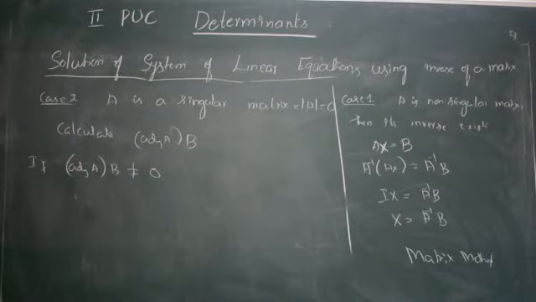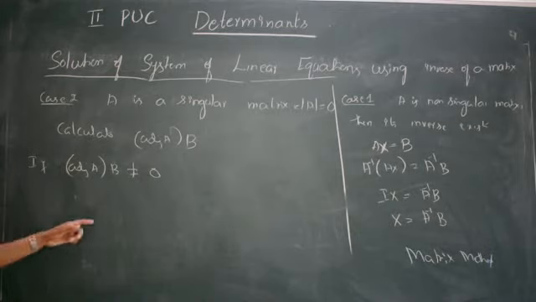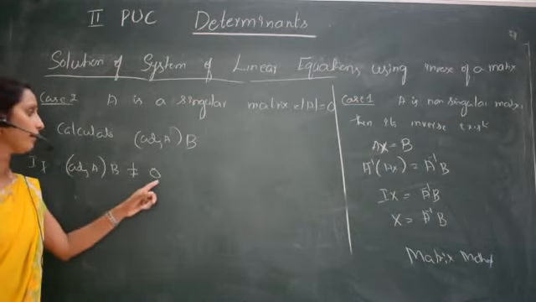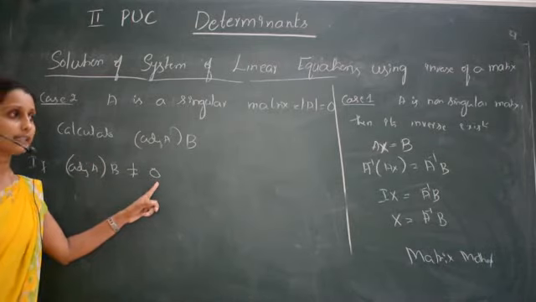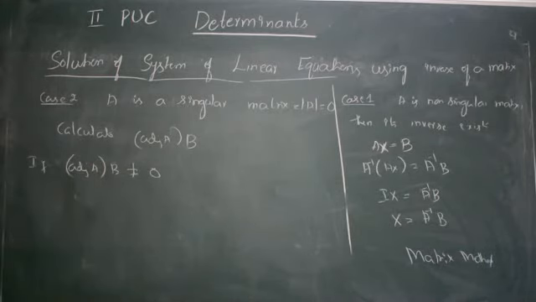If adjoint A into B is not equal to 0, there are two conditions. Sometimes we may get adjoint A into B as 0 also. So if adjoint A into B is not equal to 0, then what is the conclusion? 0 means the 0 matrix. Then this system does not have a solution. So then it is called inconsistent.